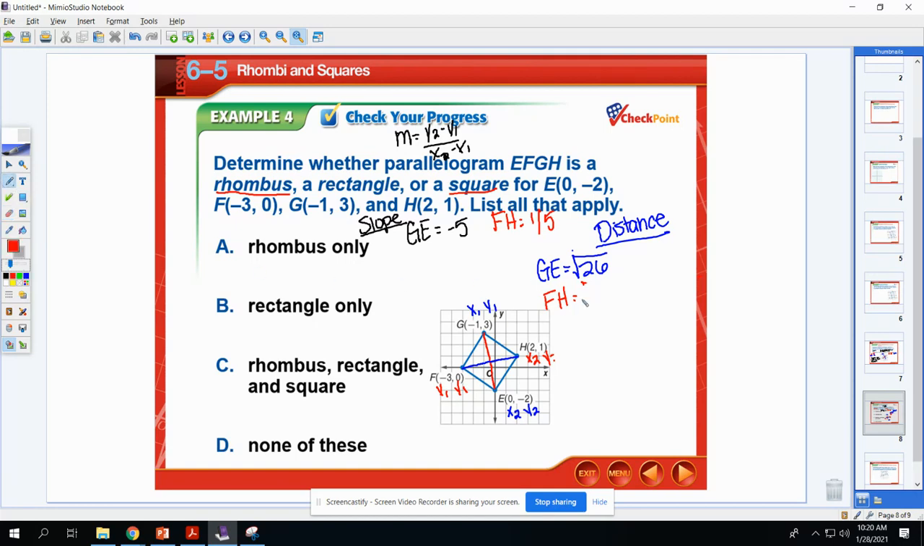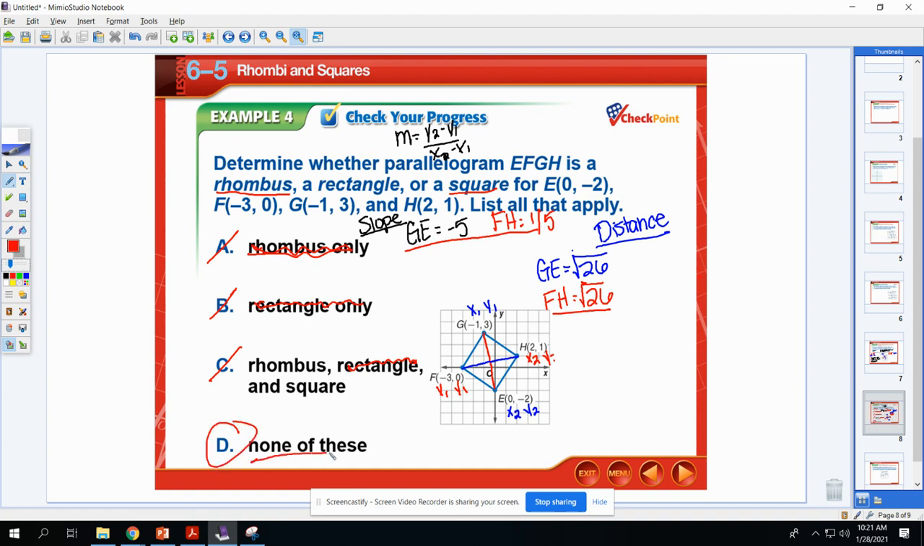So clearly, our diagonals are not only congruent, but they are also perpendicular to each other. So when you go through these answers here, it's not just a rhombus. So we know it's not that. It's definitely not a rectangle. So since it's not a rectangle, we cannot include C. So A, B, and C are all out of the question here.